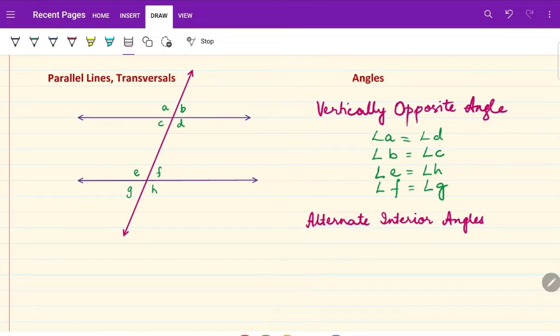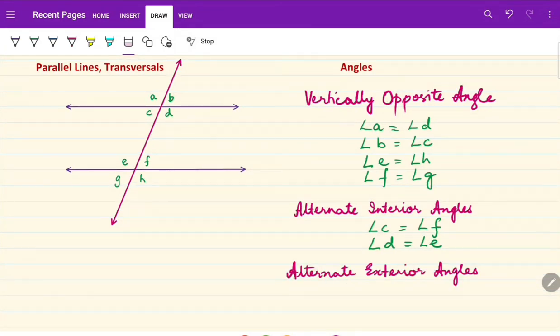And let me just write it in its proper place. So angle C will be equal to angle F, being alternate interior, and angle D will be equal to angle E. All right.